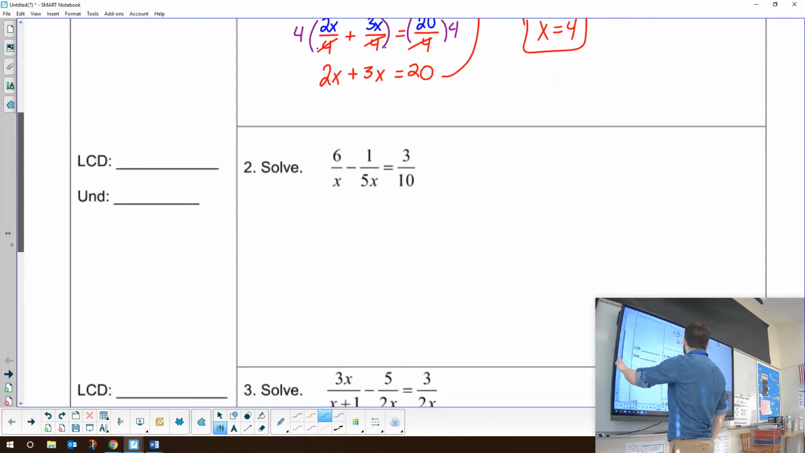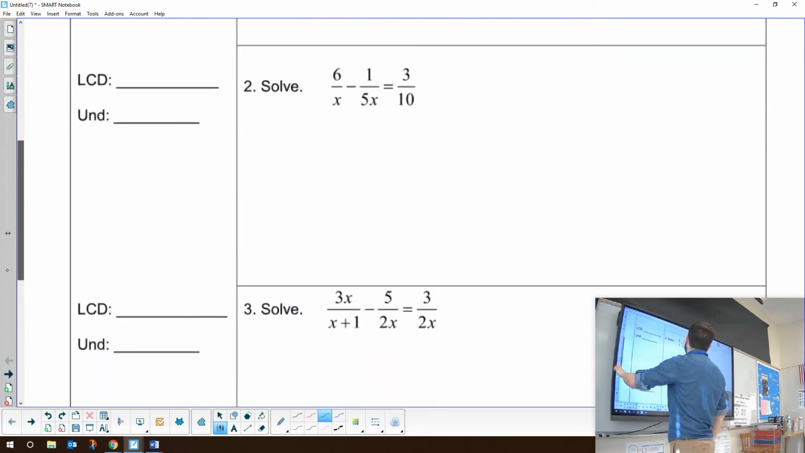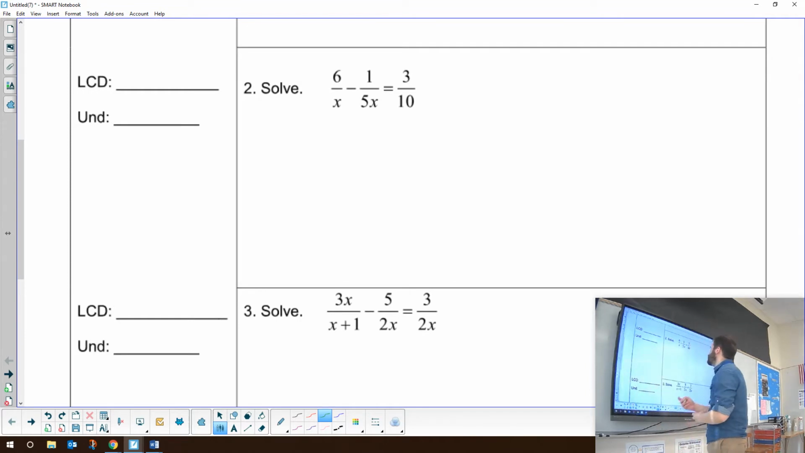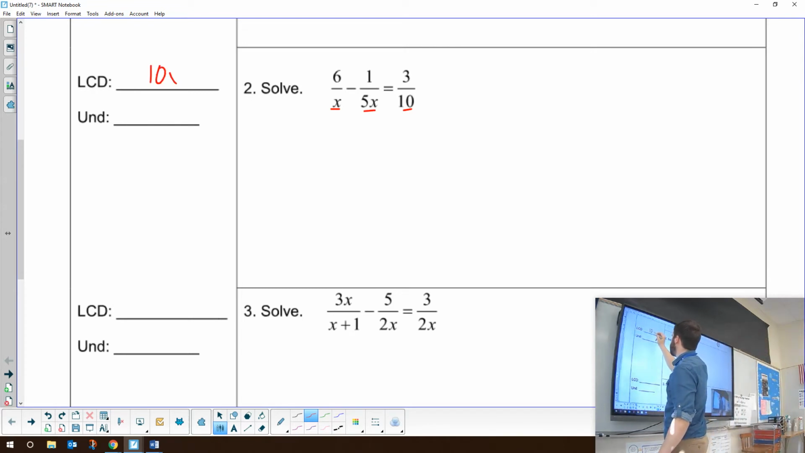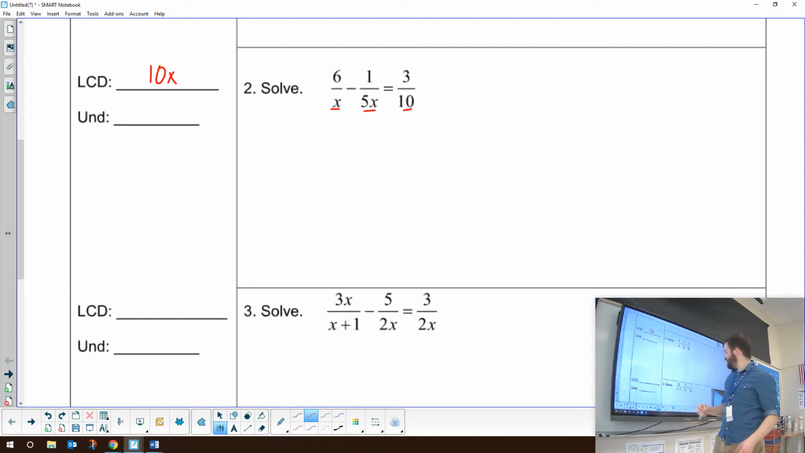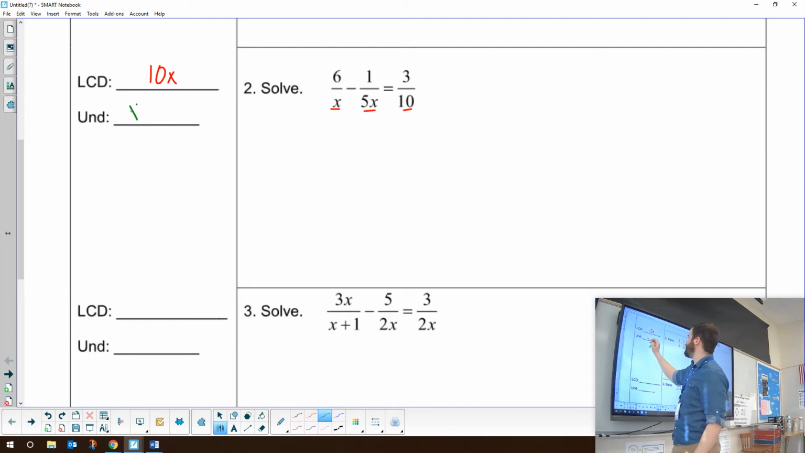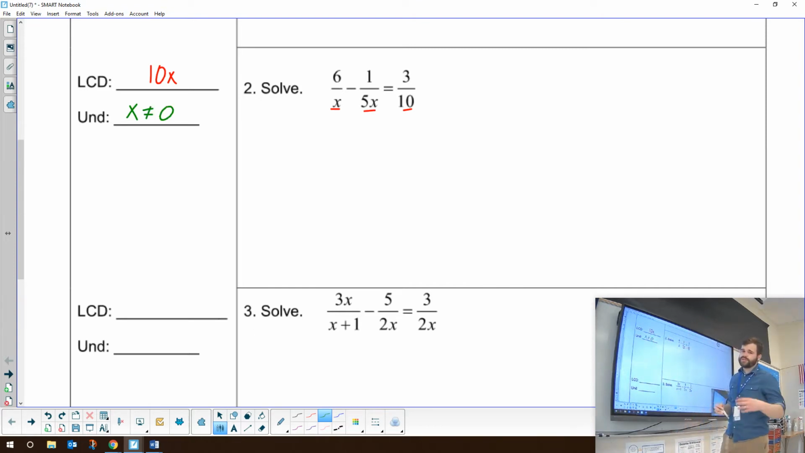All right, let's take a look here at number 2. Once again, we are looking for a common denominator. We have x, 5x, and 10. The common denominator for x, 5x, and 10 is going to be 10x, because that's what they all go into. So our common denominator is 10x, and that means that my undefined is going to be x cannot equal 0, because if I plugged in 0 for x, it makes 0 in the bottom. It's a big no-no. So there's our undefined.